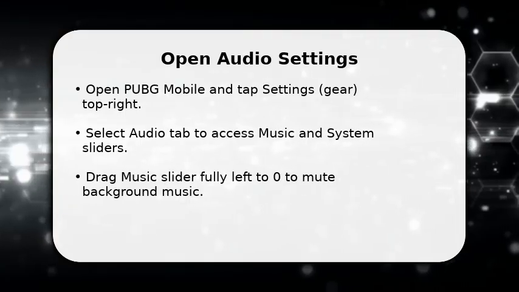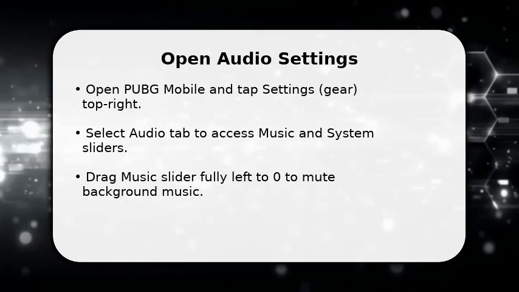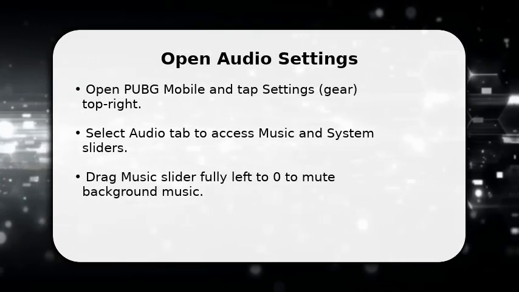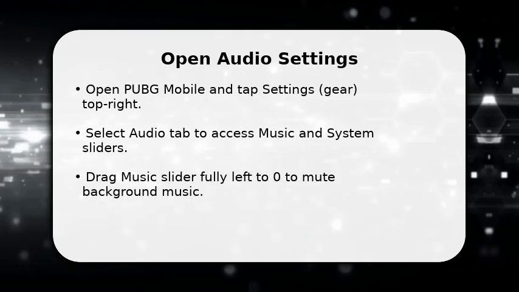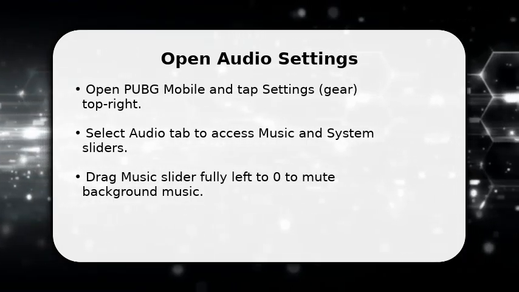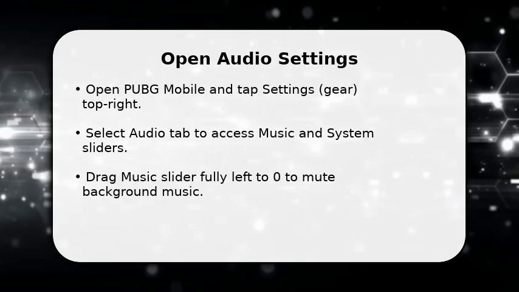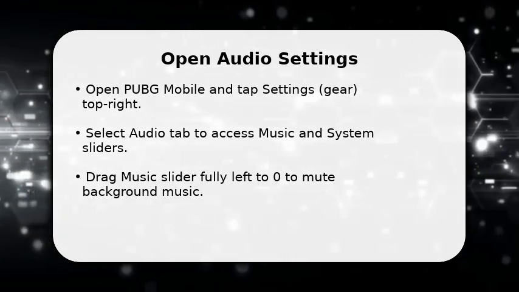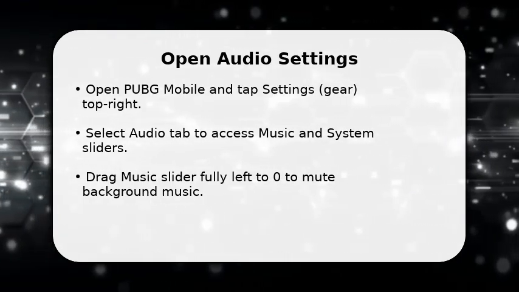You're about to mute PUBG Mobile's background music. Start inside the game. Open PUBG Mobile and tap the gear icon in the top right to enter settings. Once in settings, choose the audio tab so you see all sound sliders. You'll adjust music and system sounds next. Make sure you're not in a match when changing settings to avoid interruptions.